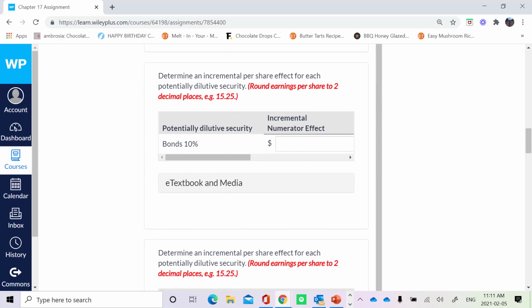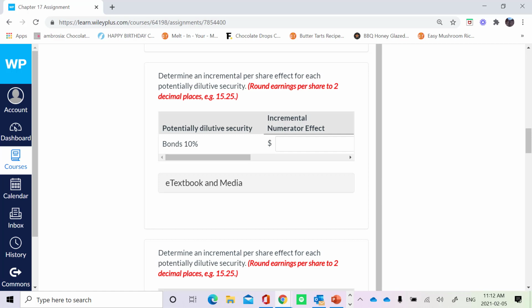Now, these steps we probably won't get through in class until Thursday, Friday. So if you're trying this before that, you might struggle. They want the incremental per share effect for each potential dilutive security. Boy, that's great wording.